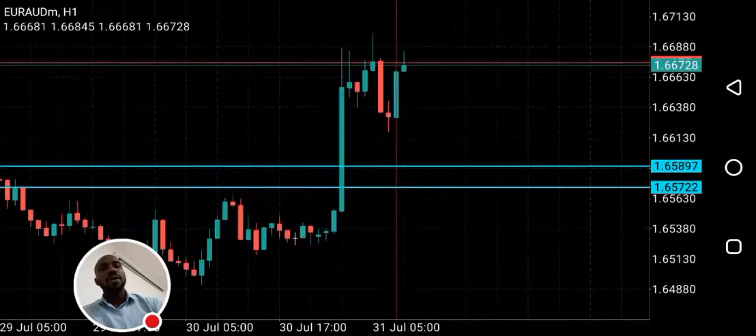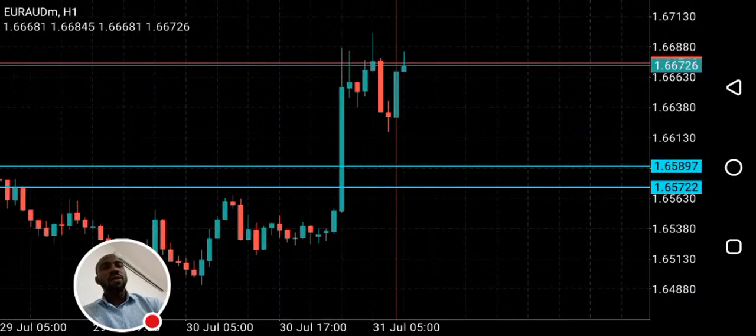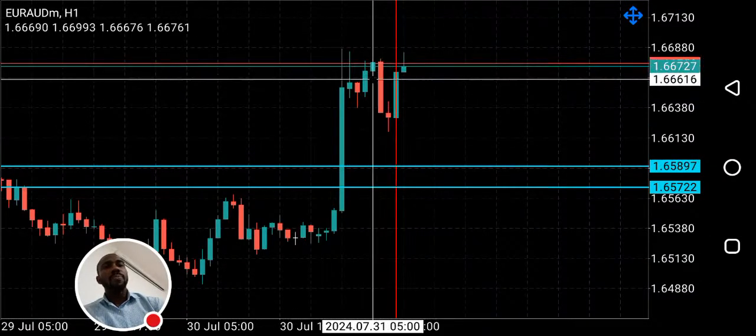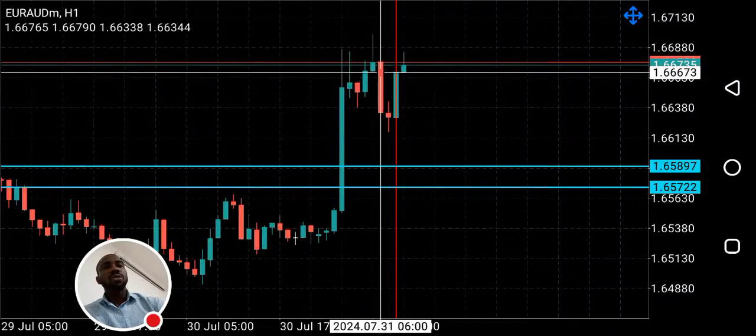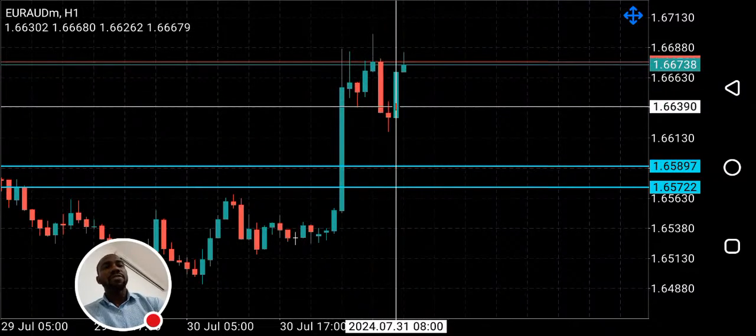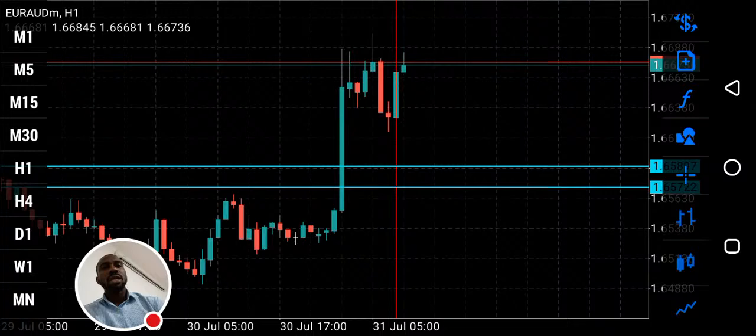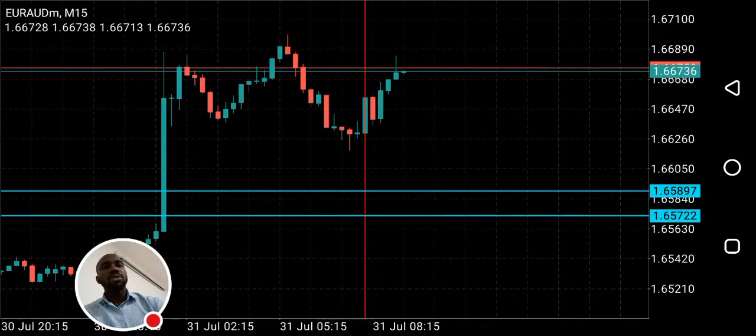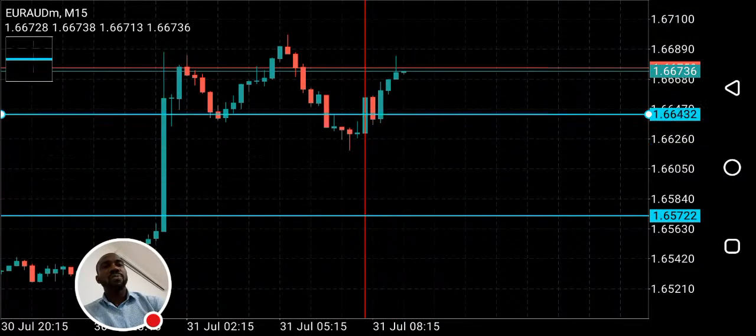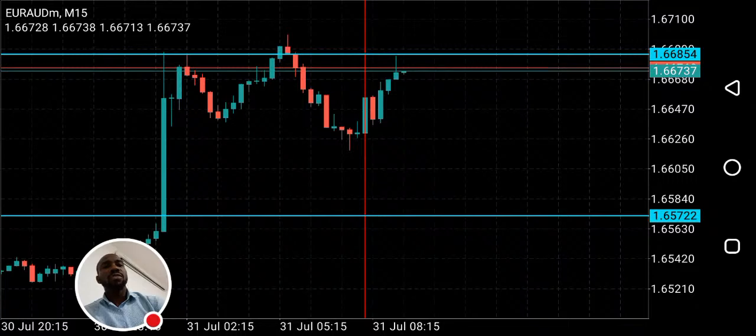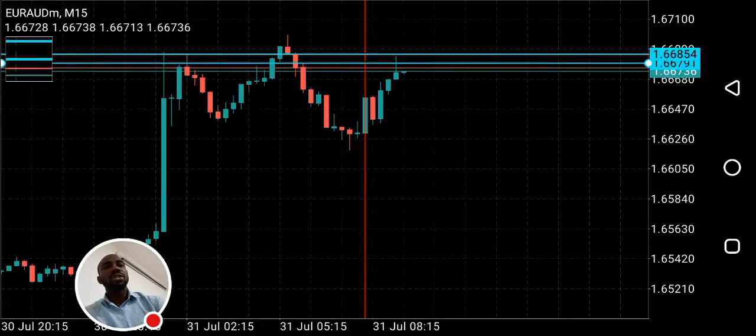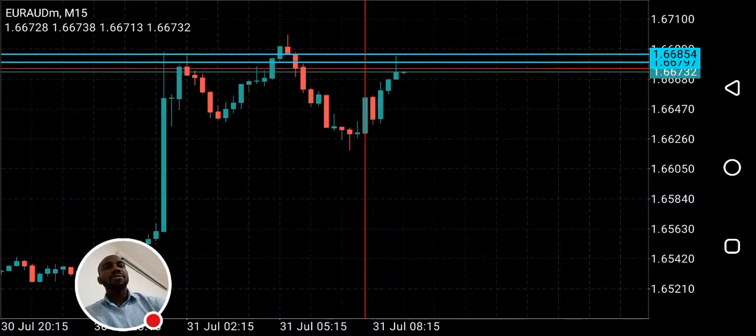Let's go to 1 hour. You can see a fair value gap was created on 1 hour. This is the fair value gap on 1 hour, the gap in between the low of this candle and the high of this candle. But let's go to 15 minutes and see the fair value gap there. You can see this could be the reason for the pullback. Can you see this fair value gap? And right now, that gap has been filled.